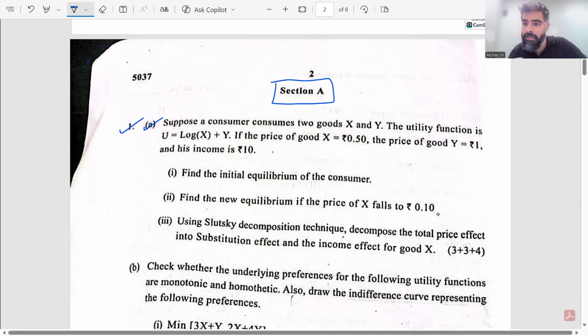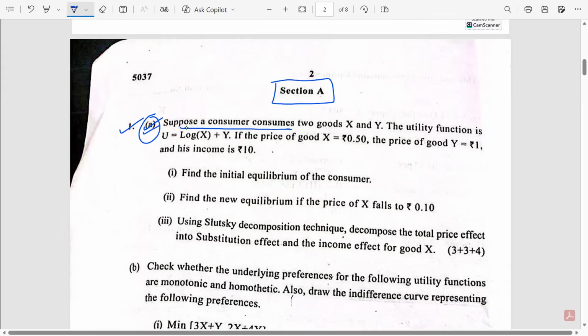Okay, so let's quickly start off from the discussion of question 1, part A in this online lecture. So let's read part A. Suppose a consumer consumes 2 goods X and Y. Utility function is log X plus Y. The moment you look at the utility function, you can see it's a quasi-linear utility function. It's a quasi-linear utility function which is linear in good Y but non-linear in good X.